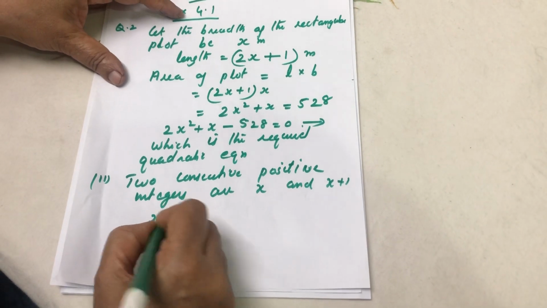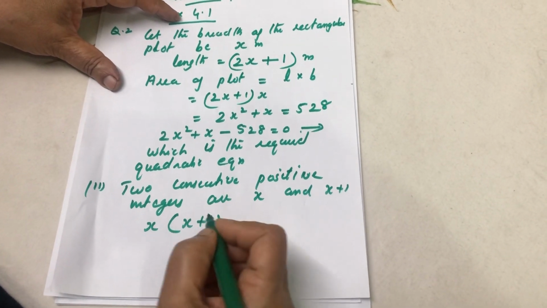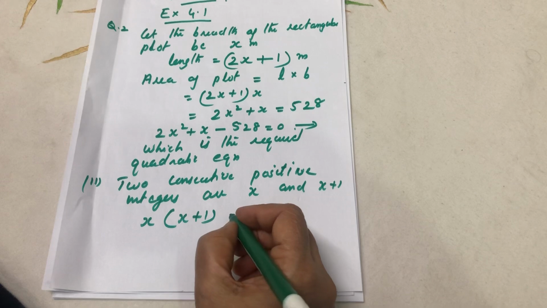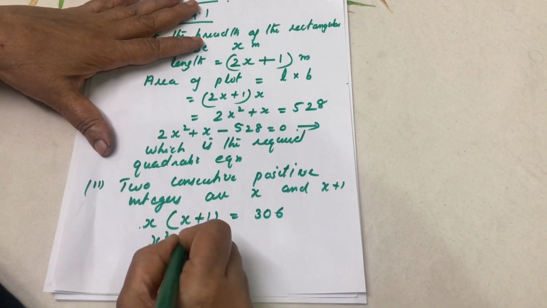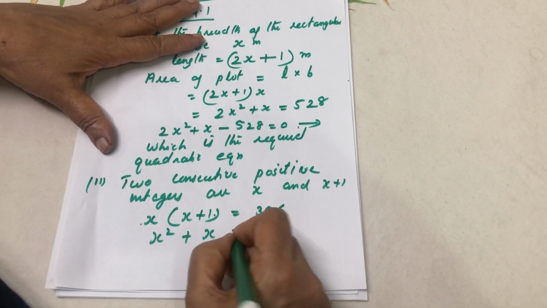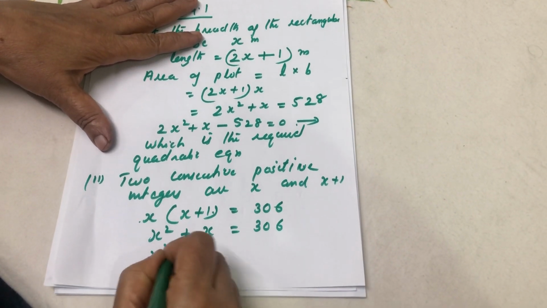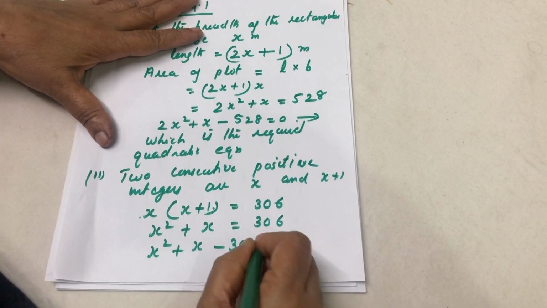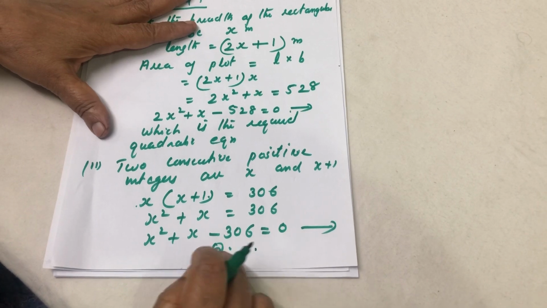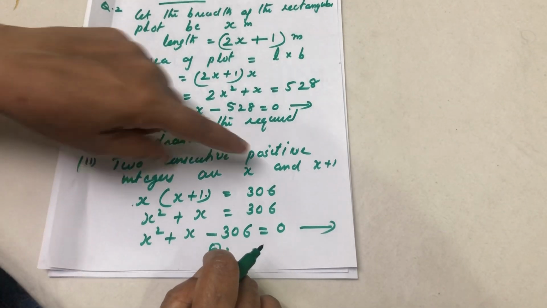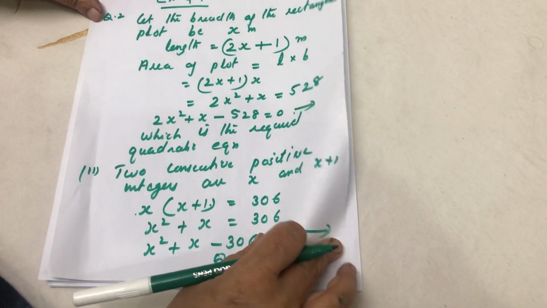Their product is x into x plus 1, that is equal to 306. So x into x is x squared, x into 1 is x, that is 306. x squared plus x minus 306 is 0. This is the quadratic equation. When you solve it, you get the two positive integers x and x plus 1. Next one, third question.